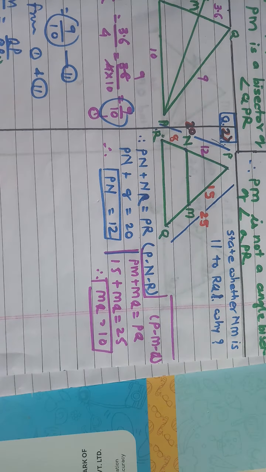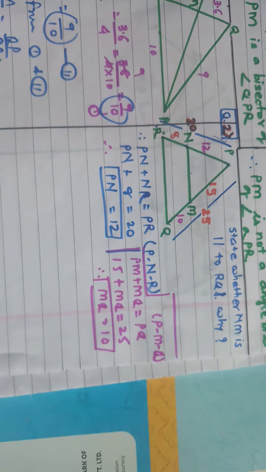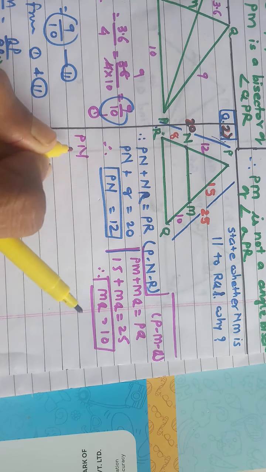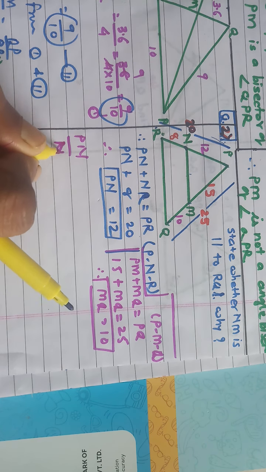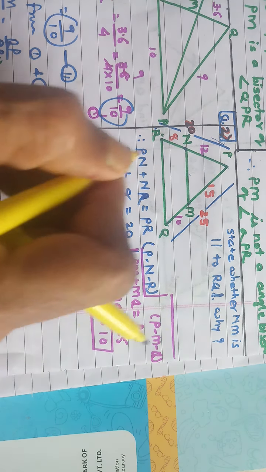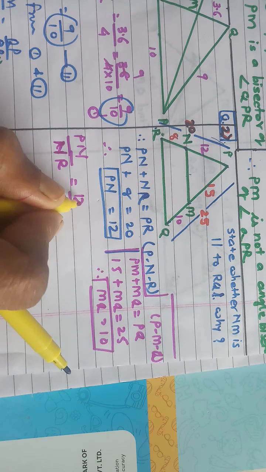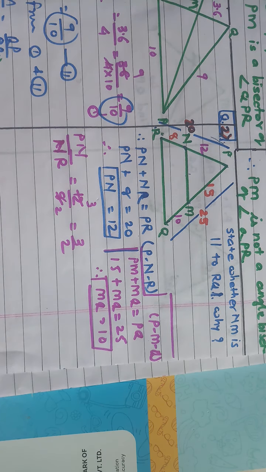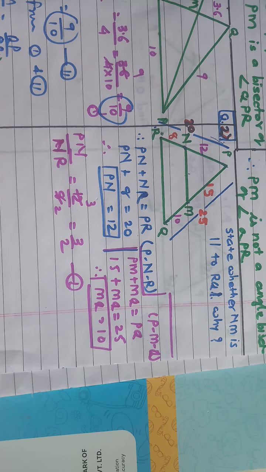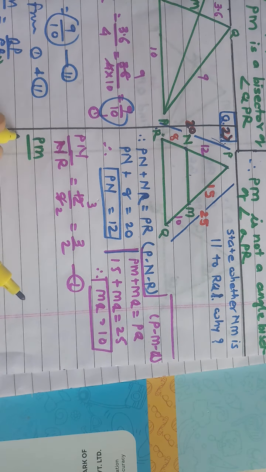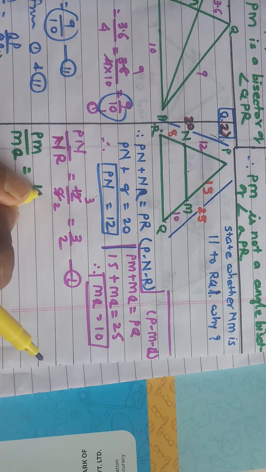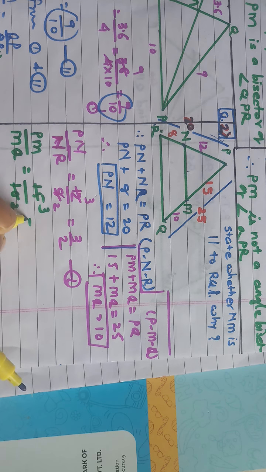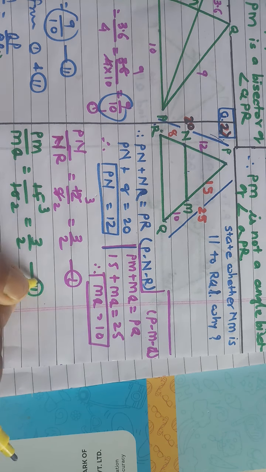Then, so this is 10. Now check whether the ratios are equal or not. First ratio is PN to NR. The length of PN is 12, NR is 8. 4 3s are 12, 4 2s are 8, it's 3 upon 2. So this is your equation number 1. Then PM to MQ. So it's 15 upon 10. 5 3s are 15, 5 2s are 10. So once again 3 upon 2, equation number 2.